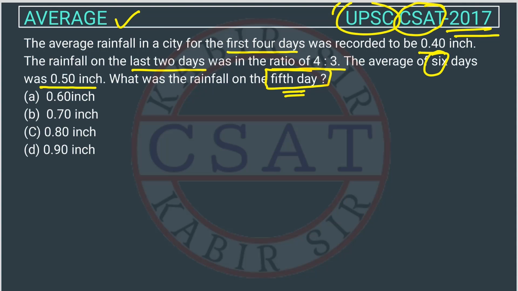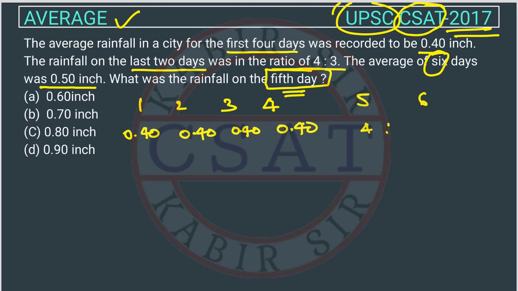So they have given the first 4 days: first, second, third, fourth day, each 0.40. For the 5th and 6th days, what they have given? They have given a ratio of 4:3. So you know, whenever a ratio is given, we can assume some variable k. So we can say this is 4k and this is 3k. So now we will make the equation. So what is given?